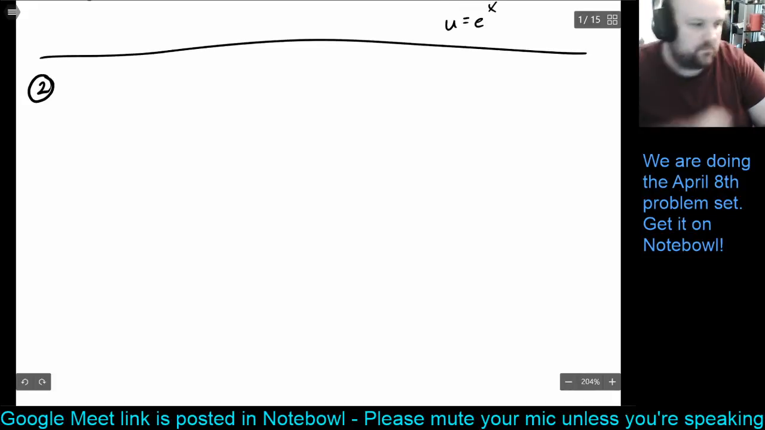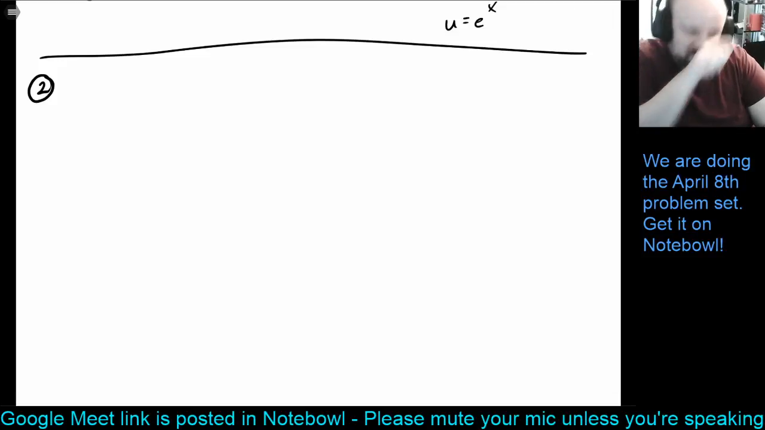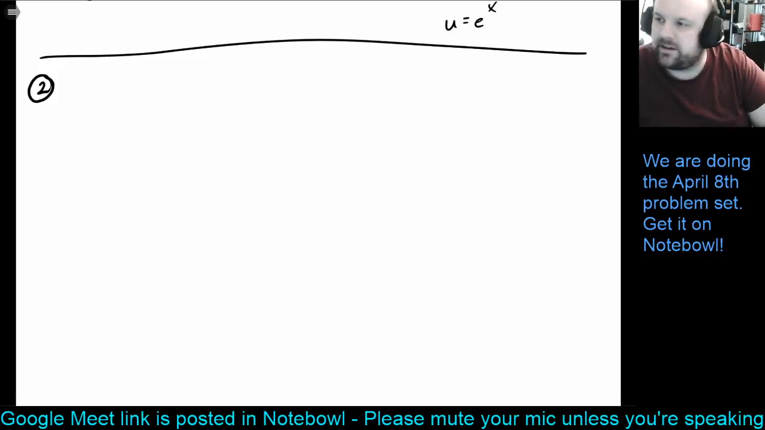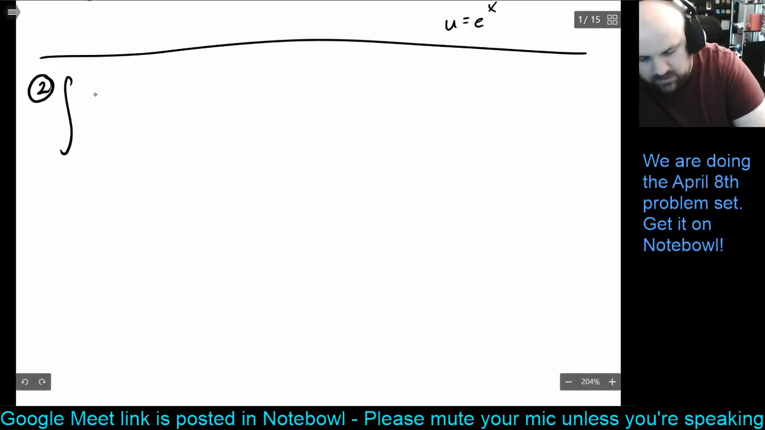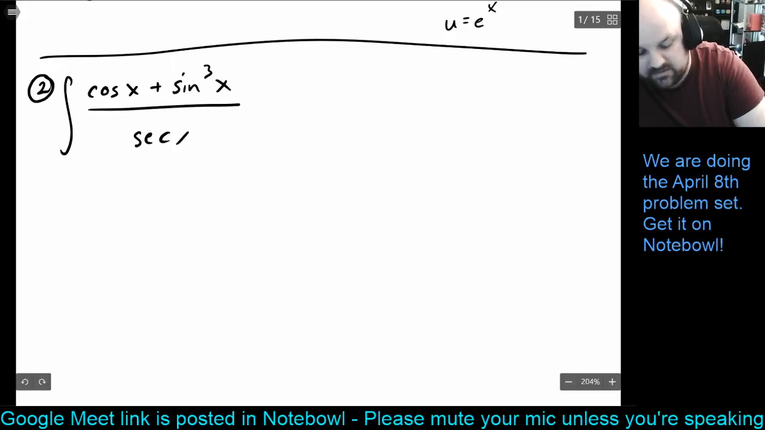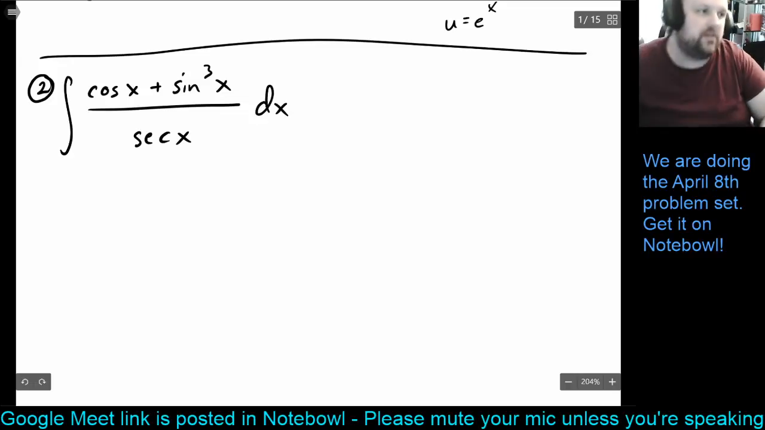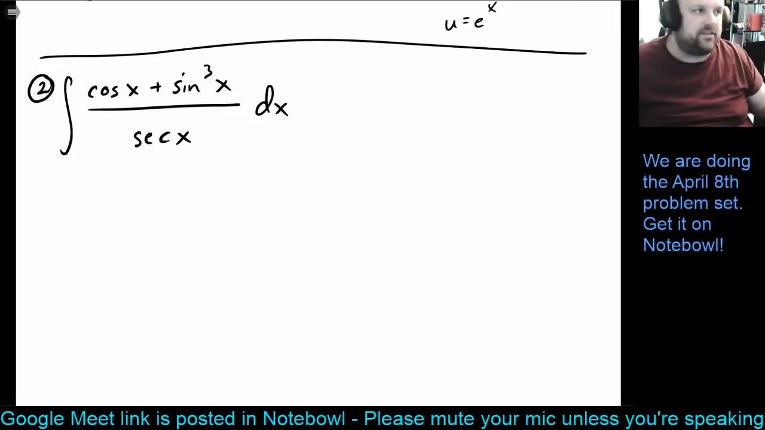Problem 2 here. The integral of cosine of x plus sine cubed of x over secant of x, dx. All right, so how do we do that one?